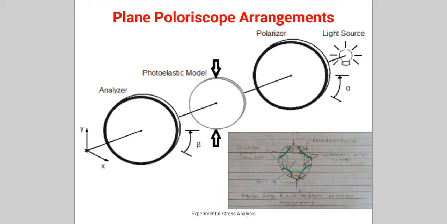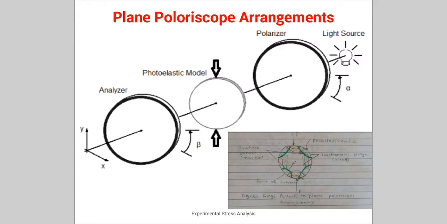What is my requirement to distinguish between the isoclinics and isochromatics? I have to rotate the analyzer, in the clockwise direction and the anticlockwise direction. Before that, what is the requirement of the polariscope device? The axes of the polarizer and analyzer are always perpendicular to each other. If they are perfectly perpendicular, then we can observe the fringe pattern well. If they are not perpendicular, then the fringe pattern becomes invisible. So both axes are perpendicular to each other.